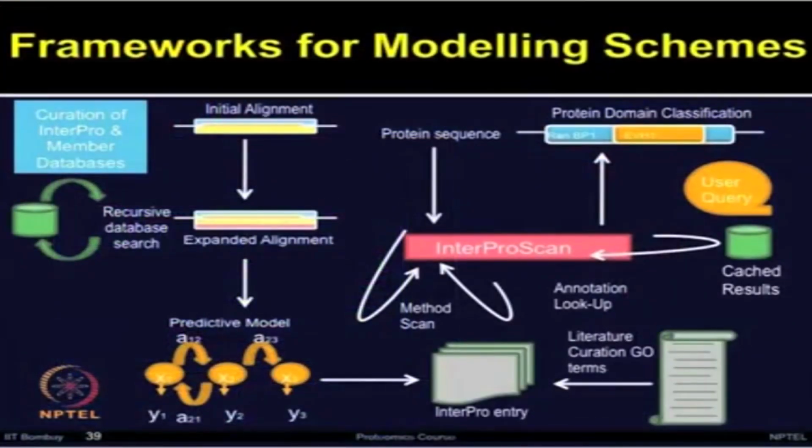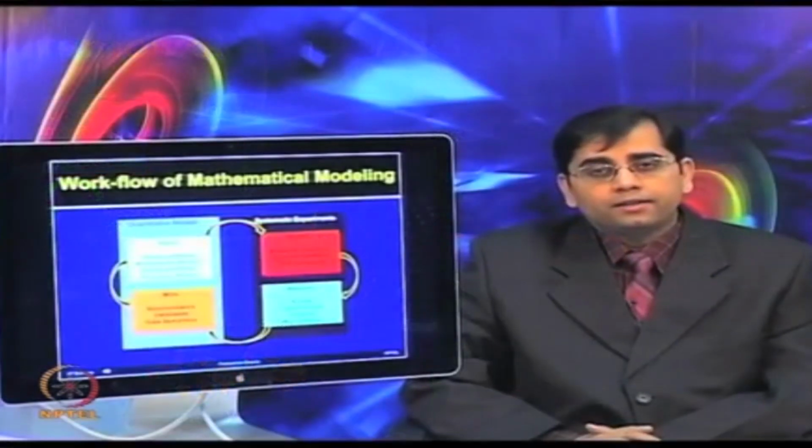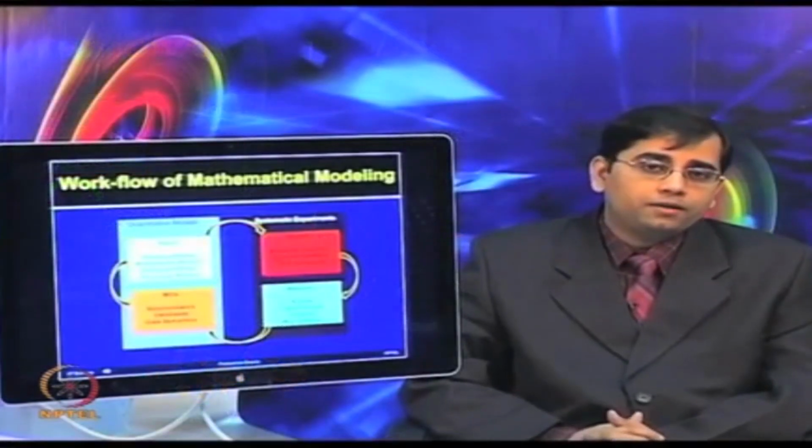As you can see here, this framework requires different levels of information in a very complex manner, whether it is curation of the databases, or how to align this information using bioinformatic tools to generate the predictive models, which could also be developed by using the literature curated data sets or experimental data sets, and finally, it could be used to study the systems level properties. Let us discuss the workflow of mathematical modeling.